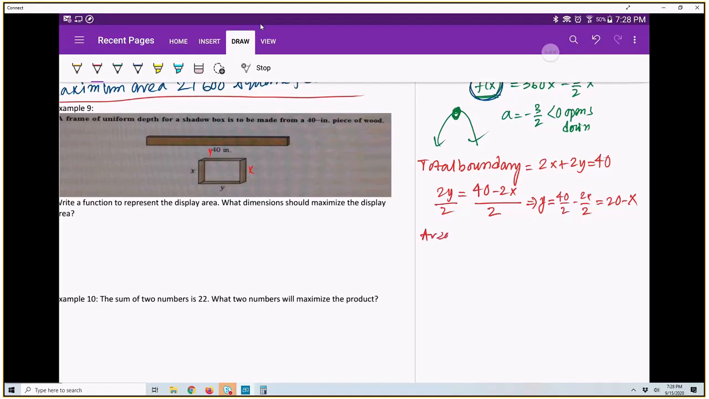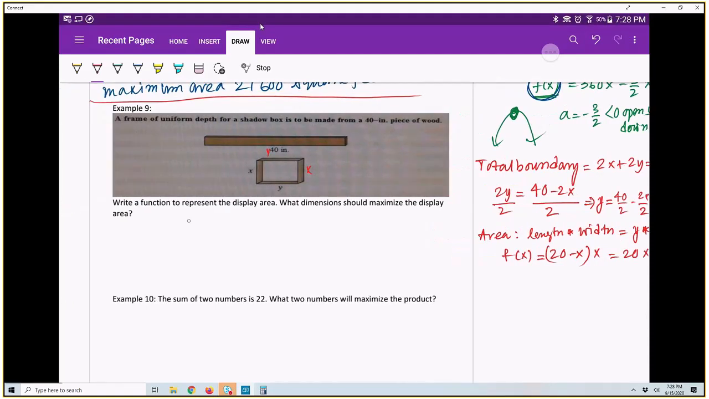Now I want to find the area, because this is what I'm trying to maximize. The area is going to be length times width. And again, the length is y, the width is x, so it's y times x. So I get to say area function, f(x) equal to y, which is 20 minus x times x, and that is 20x minus x squared. Again, you wanted to maximize the display area. So I want to maximize f(x).